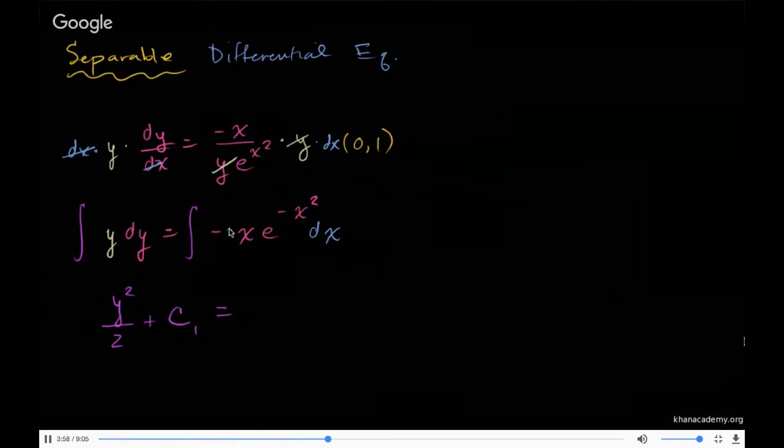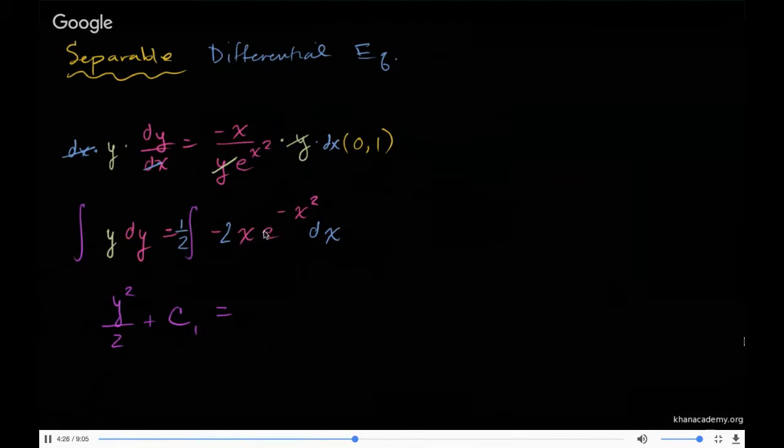And let's see, you could do u substitution, or you could recognize that the derivative of negative x squared is going to be negative 2x. So if that was a 2 there, and you don't want to change the value of the integral, you put the 1/2 right over there. And so now you could either do u substitution explicitly, or you could do it in your head, where you said u is equal to negative x squared, and then du will be negative 2x dx.